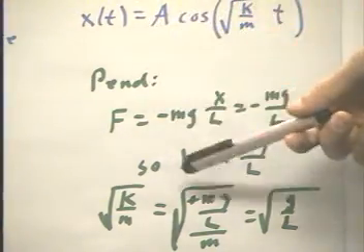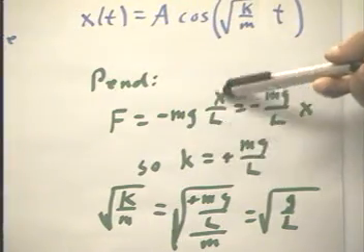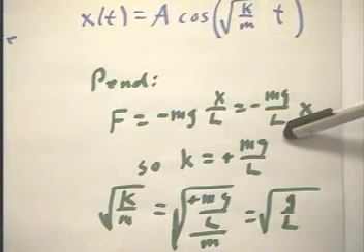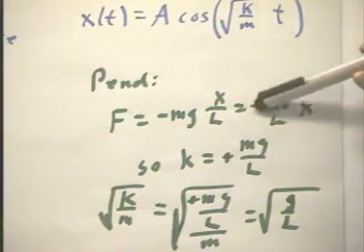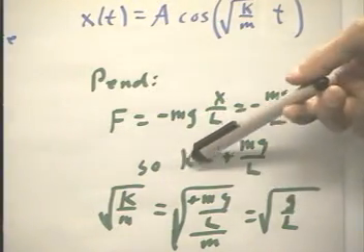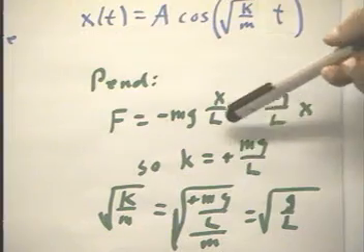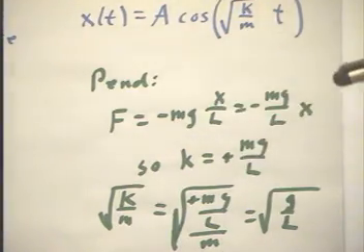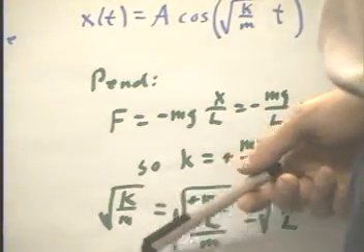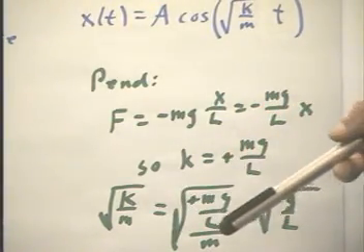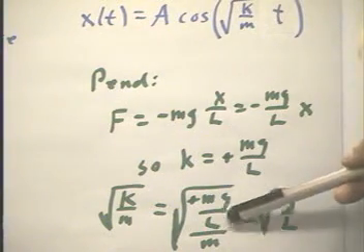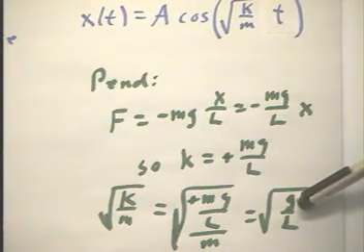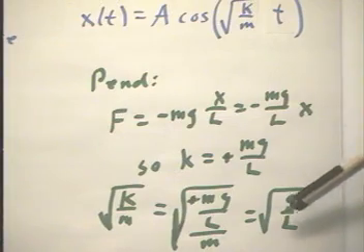So for a pendulum, your F is negative mgx over L. Now that's an F equals negative kx with k equal to mg over L. So we say k for a pendulum is just mg over L, and there's your force constant for the pendulum. And the square root of k over m, of course, is the constant that we get up here, and for a pendulum we work that out and we find that that's just the square root of g over L.